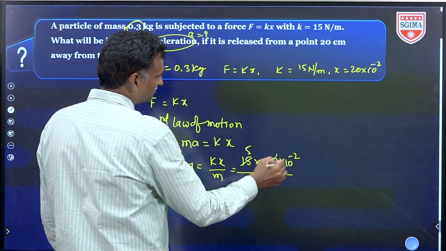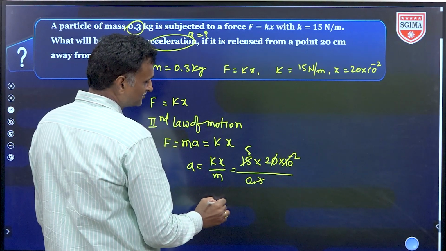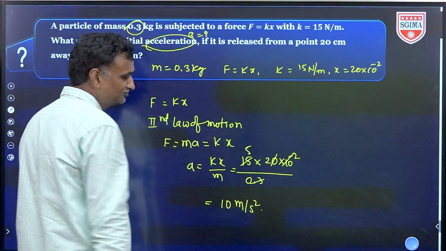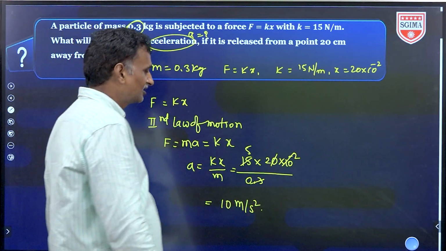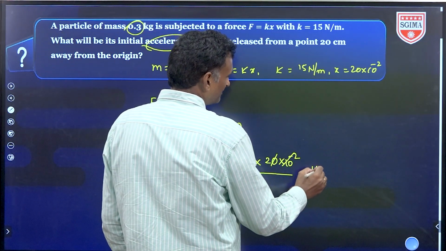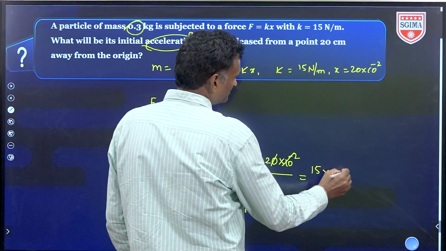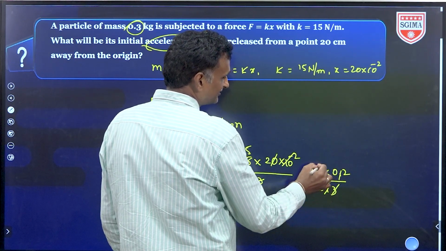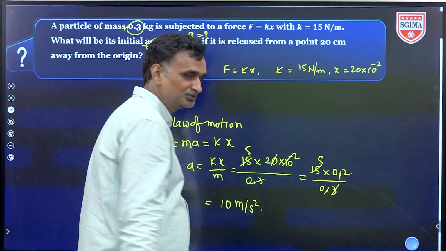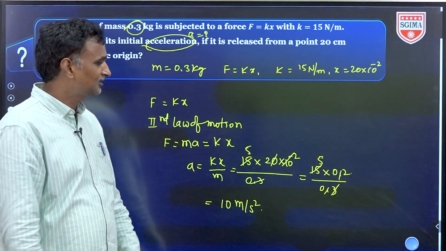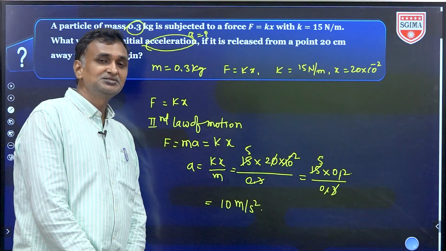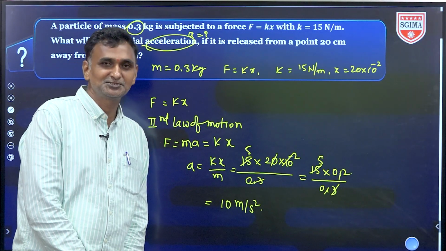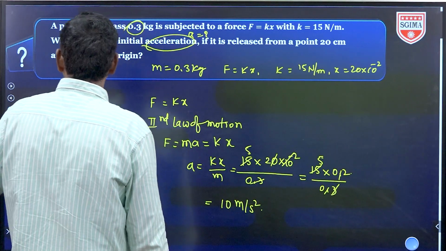So, this comes out to be 5, and next to 5 to the 10 meter per second square, right. More clearly for the simplification, you can see 15 into 0.2 by 0.3, decimal cancel, 3 5s and 5 2s. Okay. So, this is the asked acceleration. So, it goes with the initial acceleration of 10 meter per second square. Let us move on to the next slide.